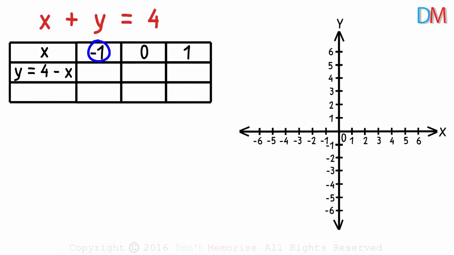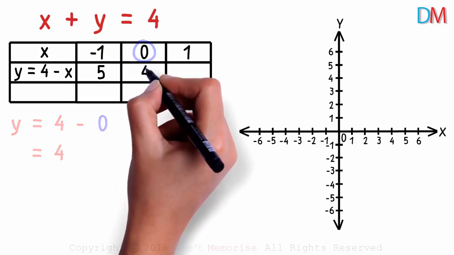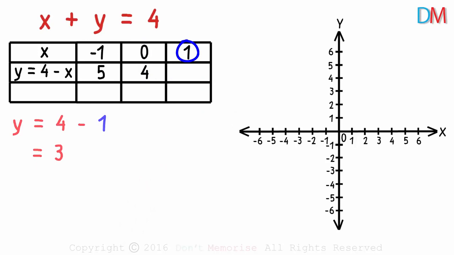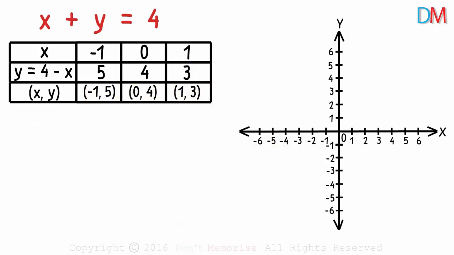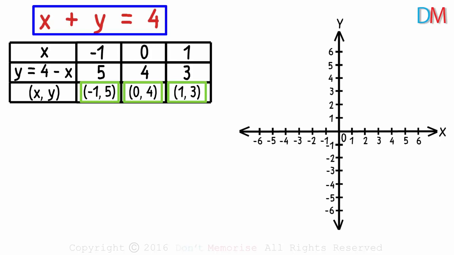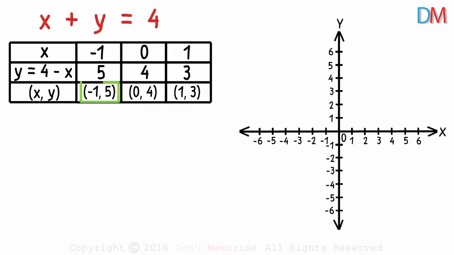If x is -1, then y will be 5, because 4 minus -1 will give us 5. If x is 0, then y will be 4, and if x is 1, then y will be 3. Now we got three pairs of values which satisfy this equation. Now to get the graph of this equation, we just need to plot these points on the coordinate plane and join them. -1, 5 will lie here, 0, 4 will lie here, and 1, 3 can be plotted here.